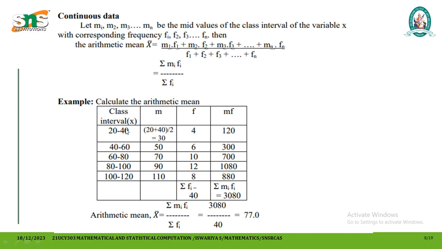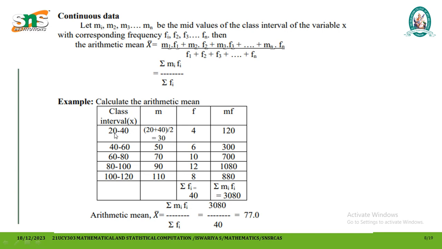So first we have to find the mid value for this class interval. For 20 to 40 the mid value is 30. For 40 to 60, the mid value means the middle value. We calculate the middle value by using the formula: by adding the upper limit and lower limit, then we have to divide it by 2.